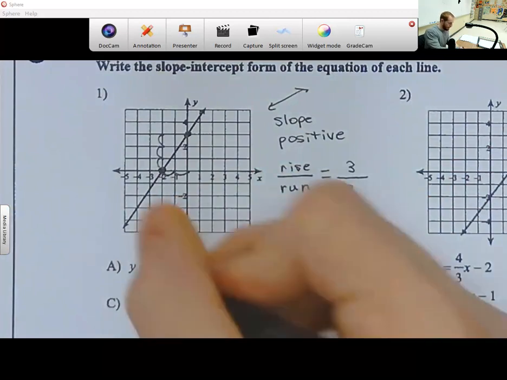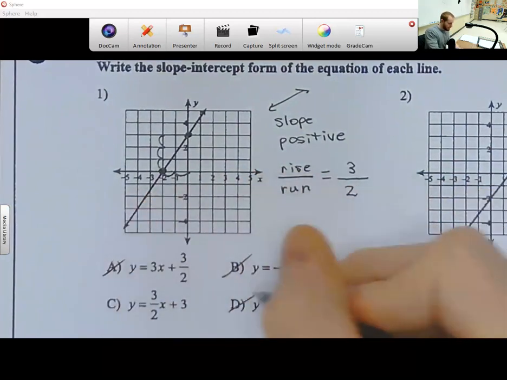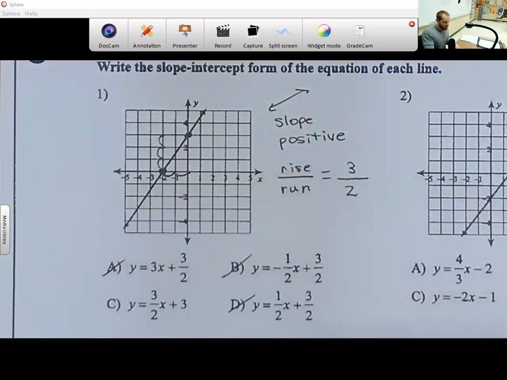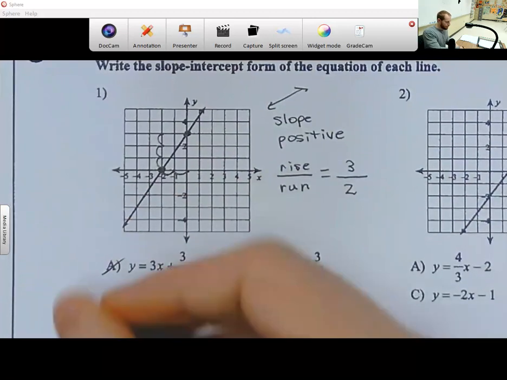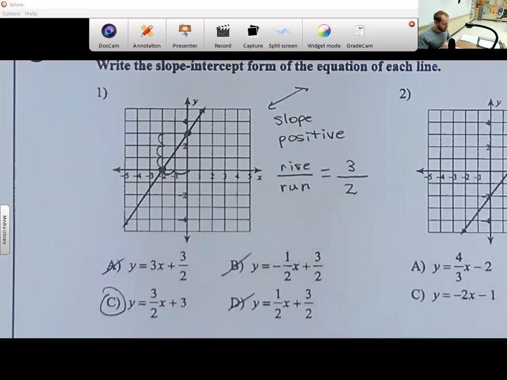So I can get rid of A, I can get rid of D. Those two don't have the right slope number, so I know the answer is going to be C, 3/2 x plus 3. So this is the slope. That's the first thing that we have to find. That's always going to be the first thing we have to find for these. So the slope, or the m, is going to be 3 over 2.